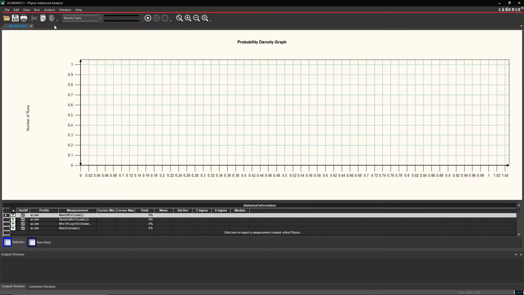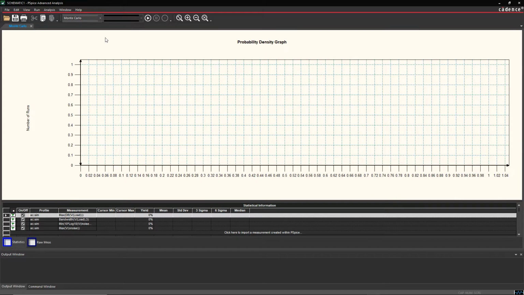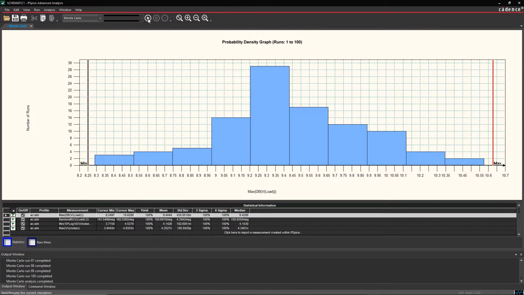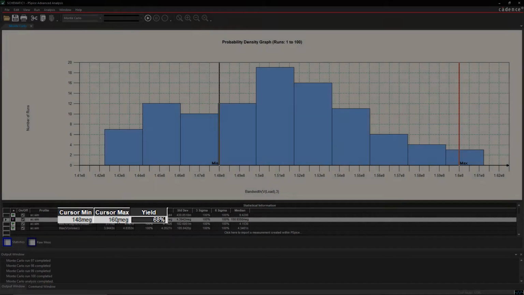Let's first adjust the number of runs so we get more accurate simulation results. Here, we see a probability density function graph of the yield distribution over the entire frequency range for the bandwidth of our circuit. Our design intent is to have the bandwidth of the RF amplifier be between 148 MHz and 160 MHz, but after running the simulation, it shows us that the yield of our design is only 68%.